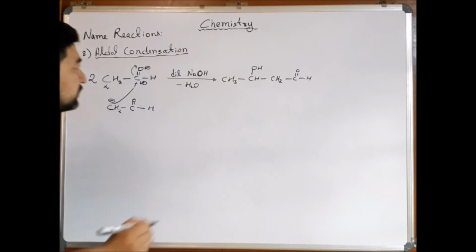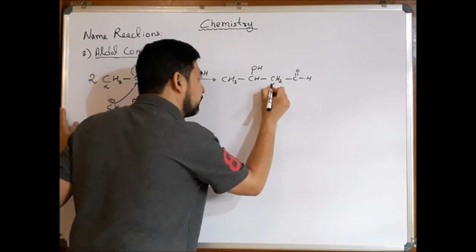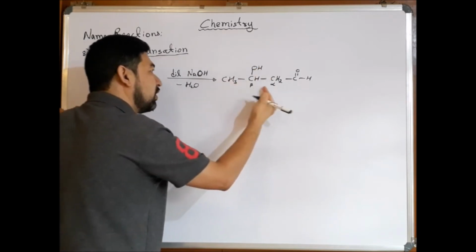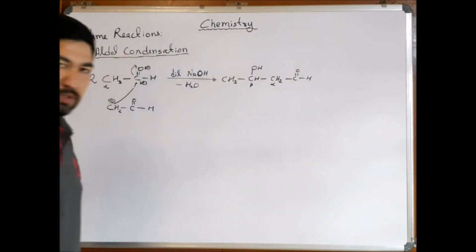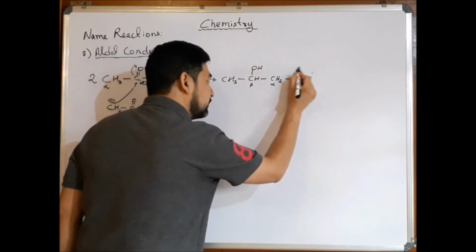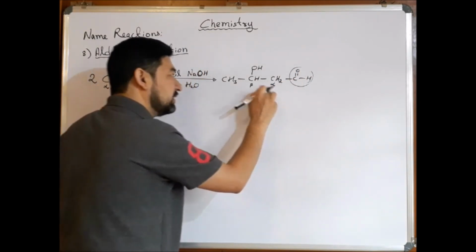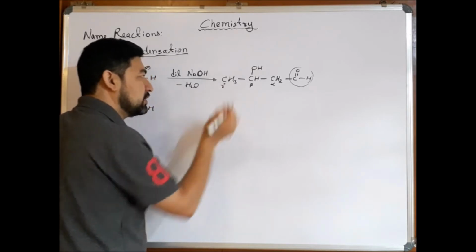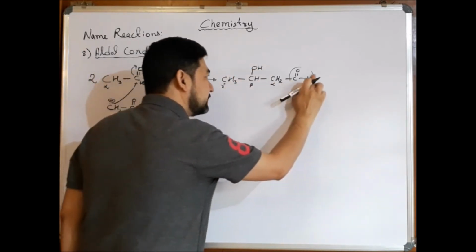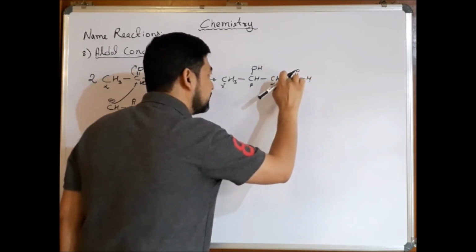Once you complete this, this is called beta hydroxyaldehyde. This is the main group. Now this is your alpha, this is your beta, this is your gamma. So this is called beta hydroxyaldehyde, since it has an OH group.